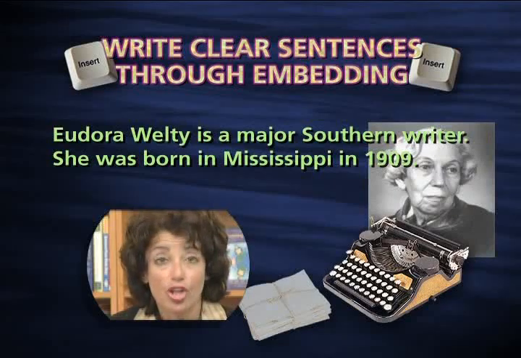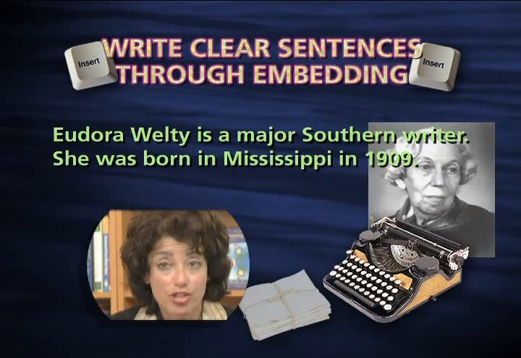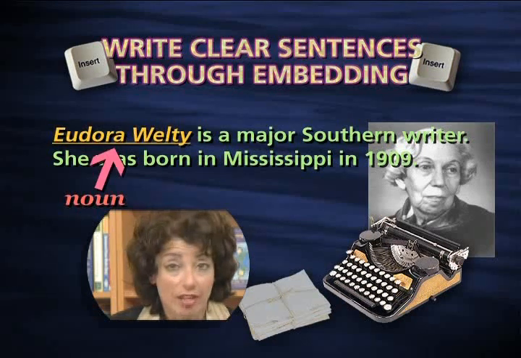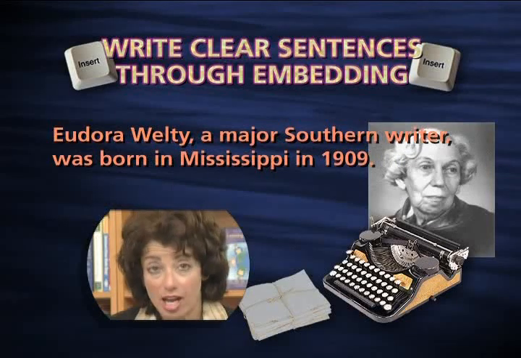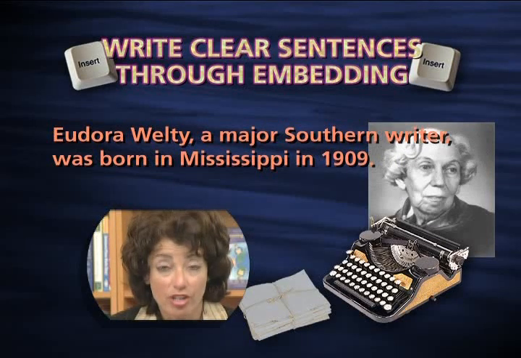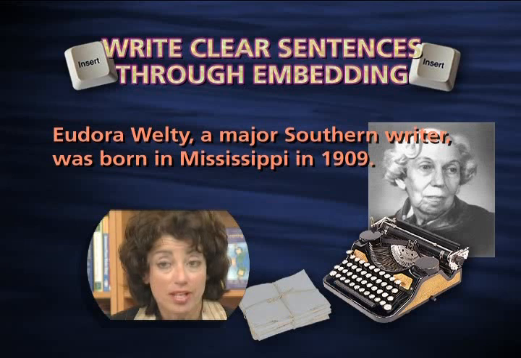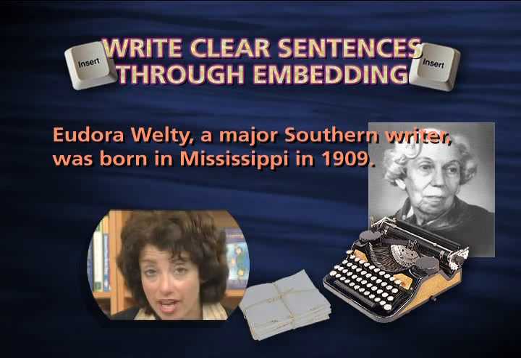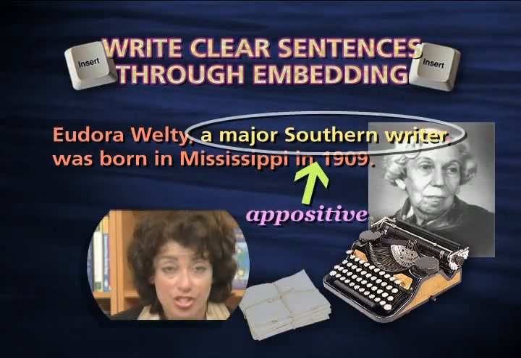Here's an example. Eudora Welty is a major Southern writer. She was born in Mississippi in 1909. Eudora Welty is the noun. Eudora Welty, a major Southern writer, was born in Mississippi in 1909. My appositive there is "a major Southern writer."